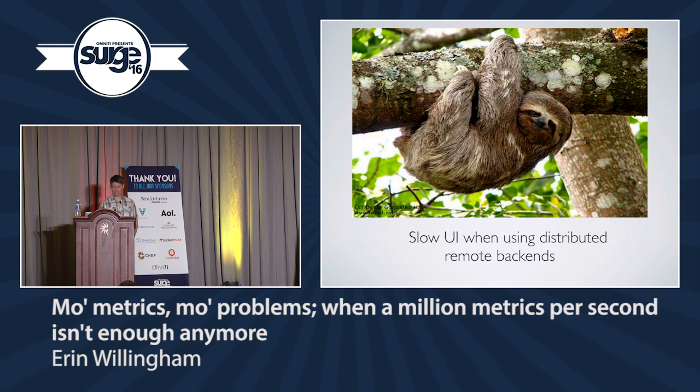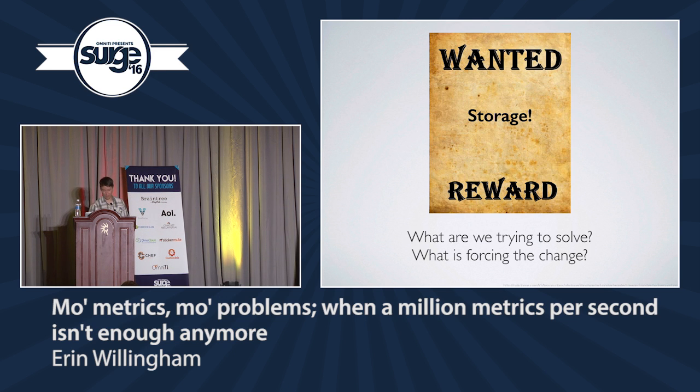The newer version of the Graphite Whisper backend, I didn't try it to see if it was better, but the newer version still queries all its peers on every single request, so I can't imagine how it's been solved or made better. So what was really forcing us to change?